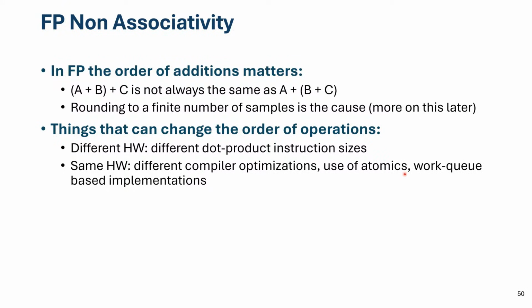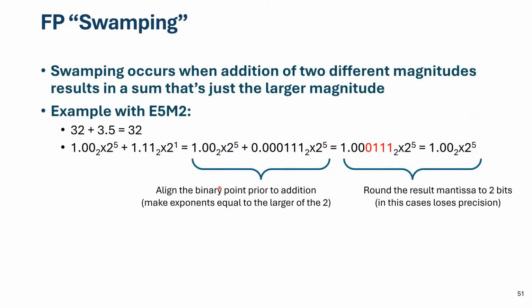And related to that would be work queue-based implementations, where different threads grab work from a work queue, and because of thread scheduling, some thread might grab different chunks of work that it works on. Again, that can change addition order. Usually there'll be deterministic versions of kernels to avoid that, but these are some of the reasons that can cause it. To understand why that's happening, I can start with floating point swamping.